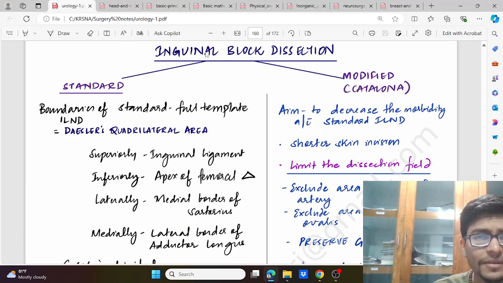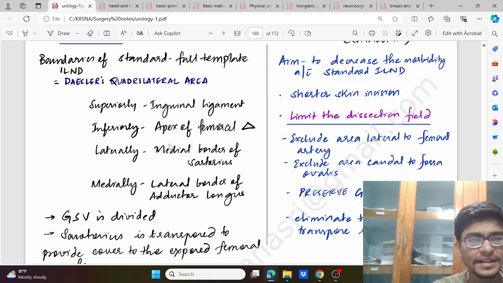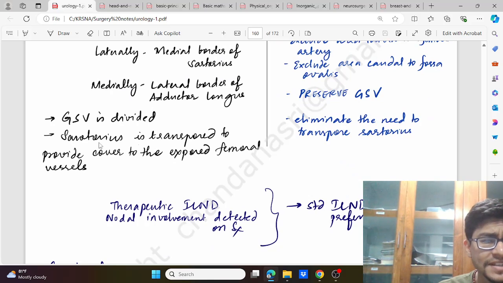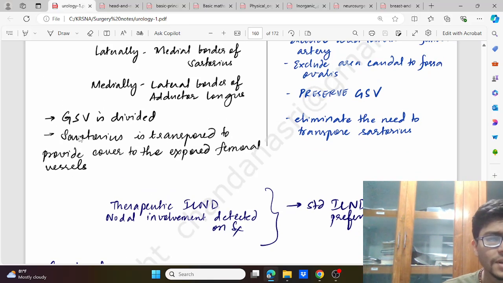So the standard inguinal block dissection, the boundaries of the standard full template inguinal lymph node dissection, the area involved is the Daseler's quadrilateral area, where superficially we have the inguinal ligament, inferiorly we have the apex of the femoral triangle, laterally is the medial border of the sartorius, and medially we have the lateral border of the adductor longus. Here we divide the GSV, and sartorius is transposed medially to provide cover to the exposed femoral vessels.